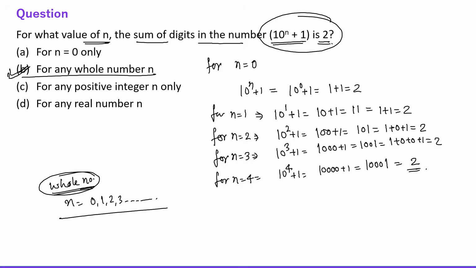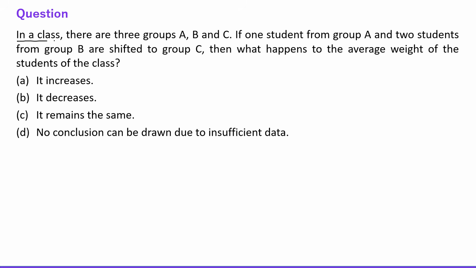Okay. Now let's move to the other question. The next question is saying, in a class there are 3 groups A, B, C. If one student from group A and two students from group B are shifted to group C, then what happens to the average weight of the students of the class? The question is saying there is a class, and inside the class we have three groups, group A, group B and group C.